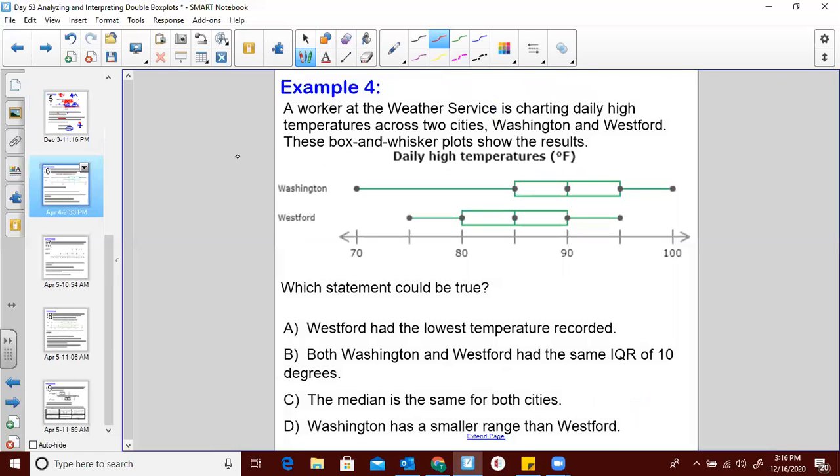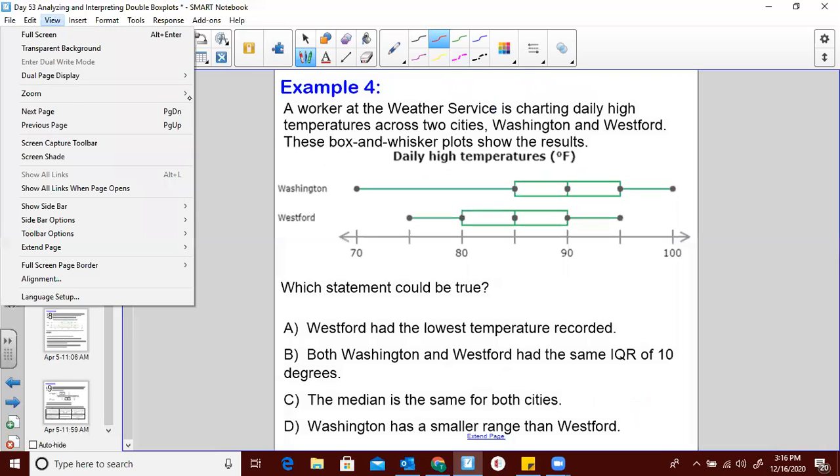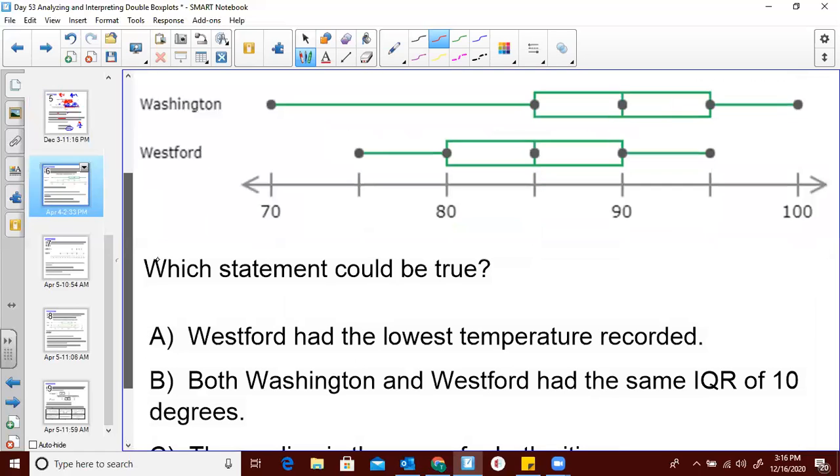All right, a worker at the weather station is charting daily high temperatures across 2 cities, Washington and Westford. These box and whisker plots show the results. So let me see if I can actually view this a little bit closer. Yeah, we'll kind of work with it.